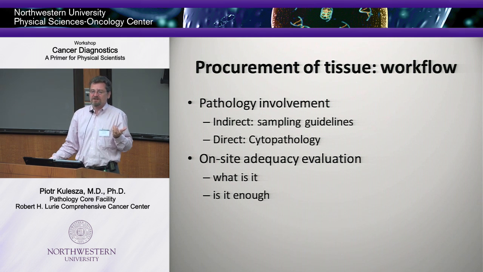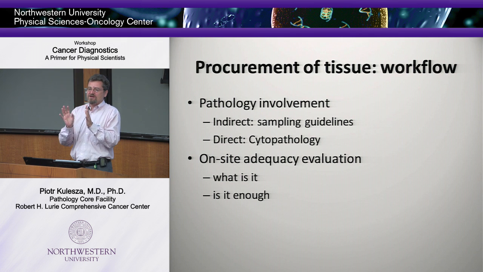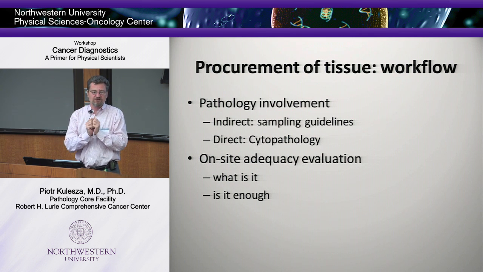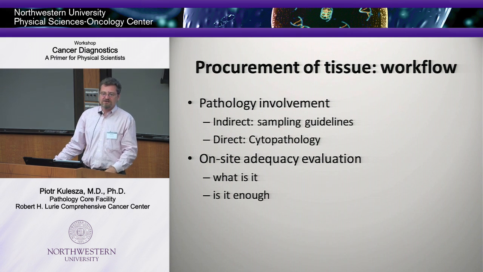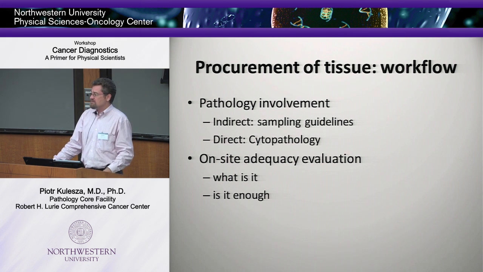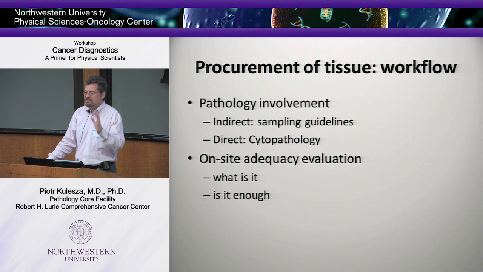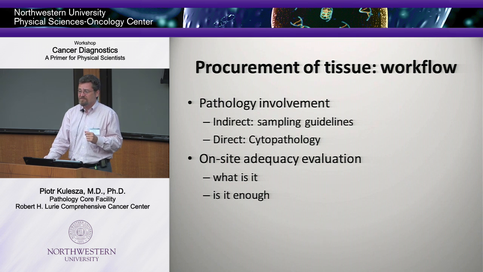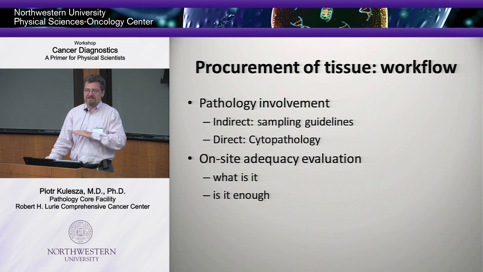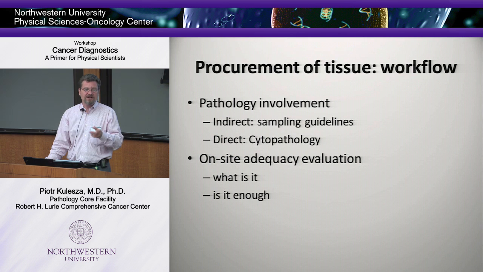So how does pathology get involved in saying what is an adequate specimen to study, to make a diagnosis and to study further? The first, of course, is indirect because you have sampling guidelines. Say that the clinical pathologist decided that somebody's PSA is extremely high, and then the urologist said, well, let's get a biopsy. There is now per protocol sextant biopsies. The prostate gland gets sampled. I have nothing to do with it.